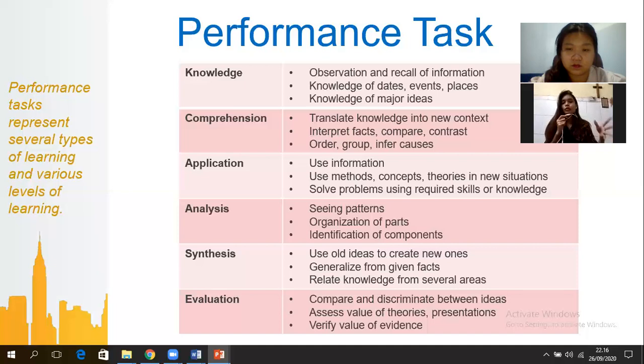And then the second one is generalize from given facts, and relate knowledge from several areas. And then the last one is evaluation. It's to compare and discriminate between ideas, assess the value of theories and presentations, and verify the value of evidence. Next.